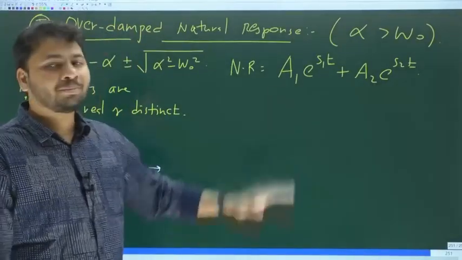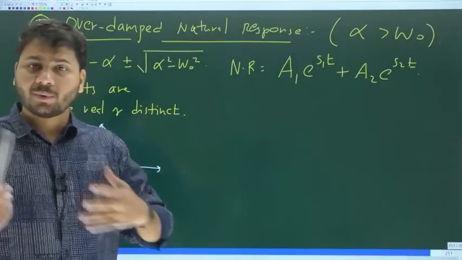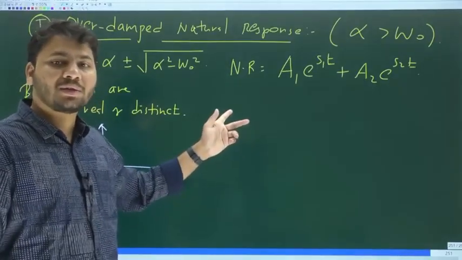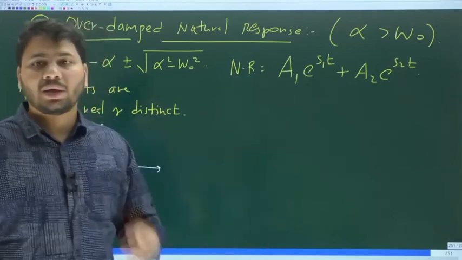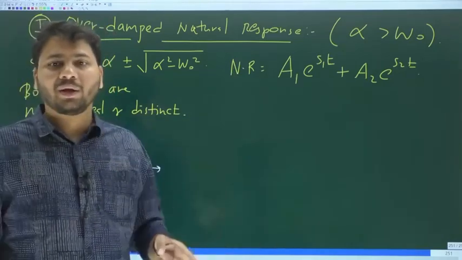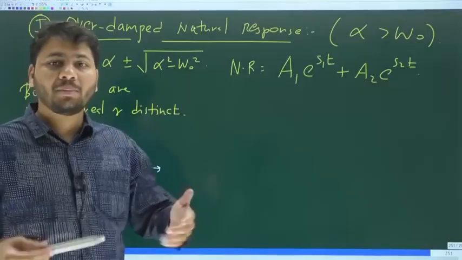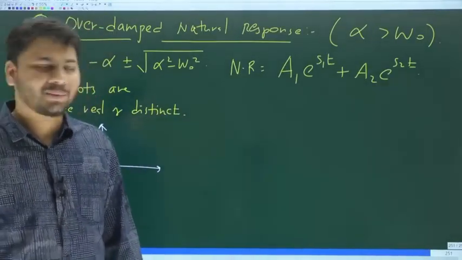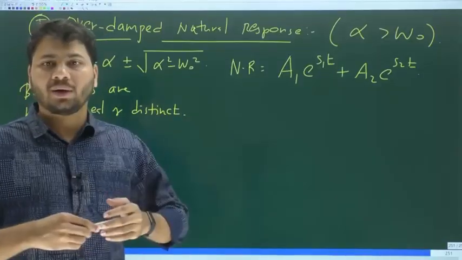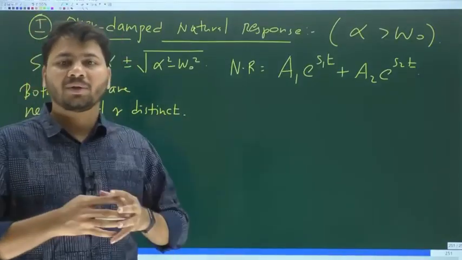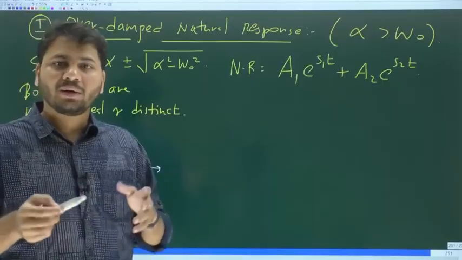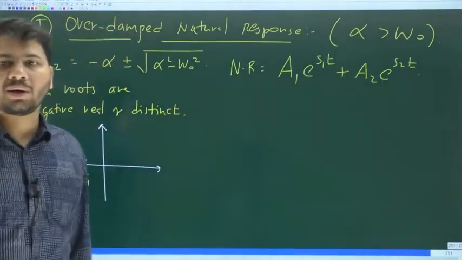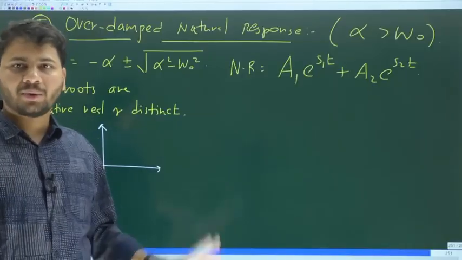But before you solve for A1 and A2 using the two given initial conditions, you should add the steady state response to this natural response to get the complete response. Always remember, complete response is steady state response plus natural response. So to this natural response, you add the steady state response, then you use the initial conditions to find these two unknowns, that is A1 and A2.